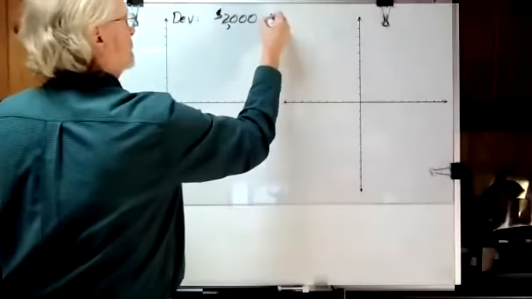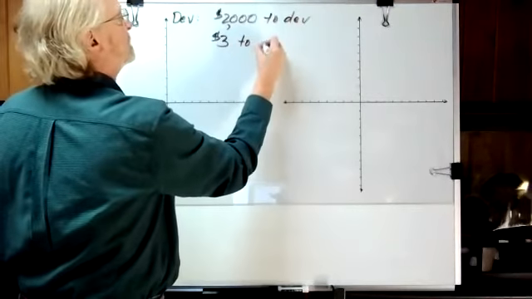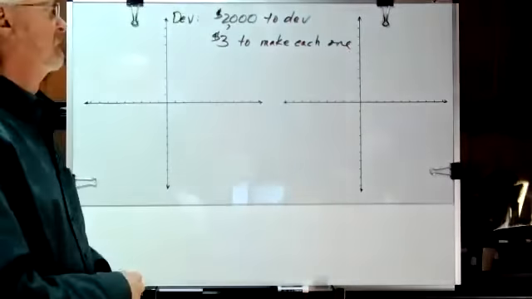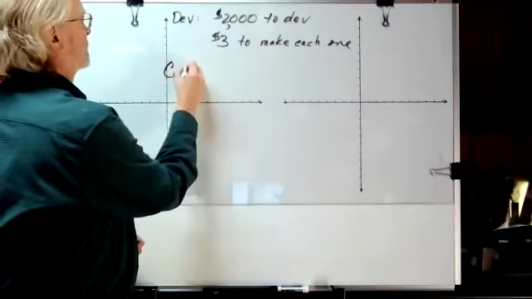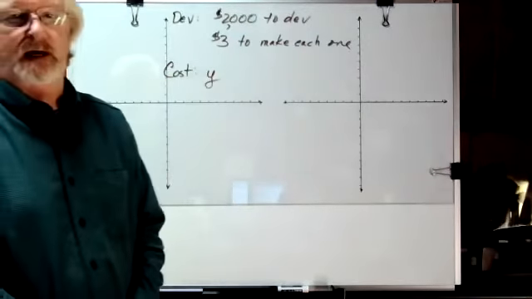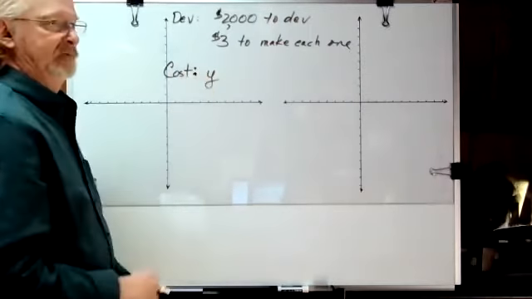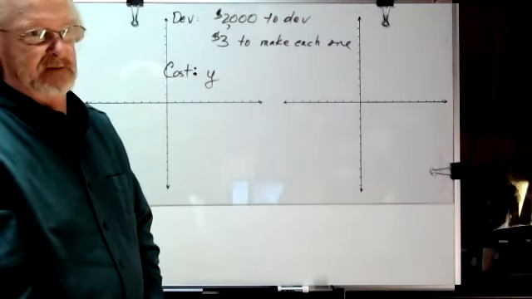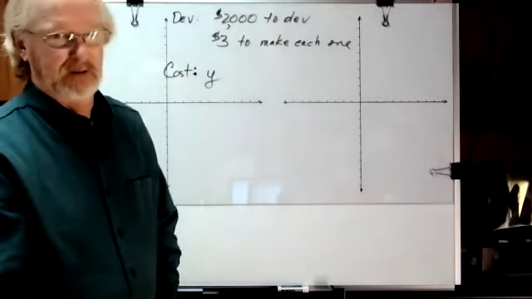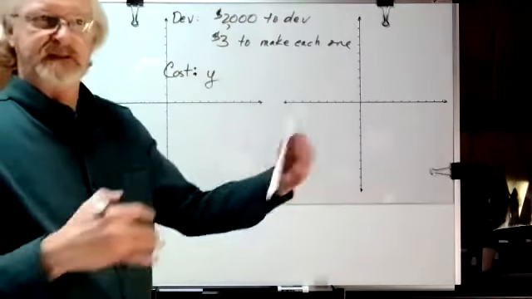And let's say $3 to make each one. Can you write me a y equals mx plus b equation that describes the cost of manufacturing? What I've tried to give you there is a fixed amount that they spent to develop, and then it costs them a certain amount for every one they make. All right, cost equals this stuff. You could do b plus mx or mx plus b.